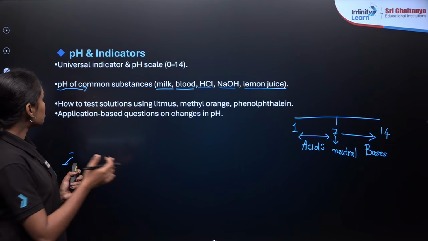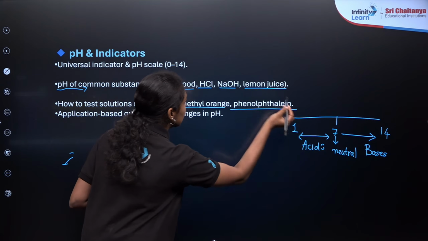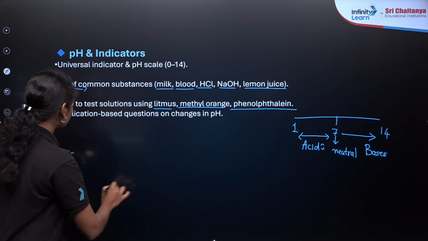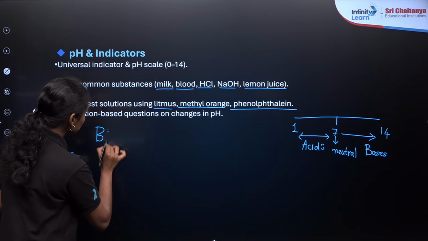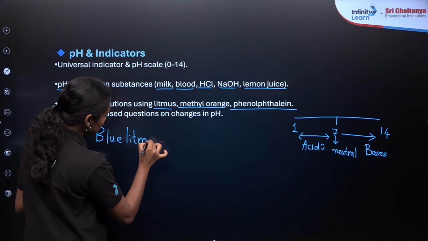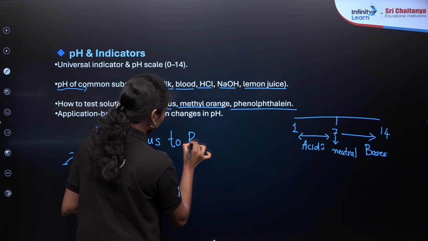So the next one is how to test the solutions using litmus paper, methyl orange and phenolphthalein, right? These are the normal indicators we are using. So we know that if they are turning blue litmus to red color, what is the nature of the substance, whether it is acid or base? Blue litmus to red.